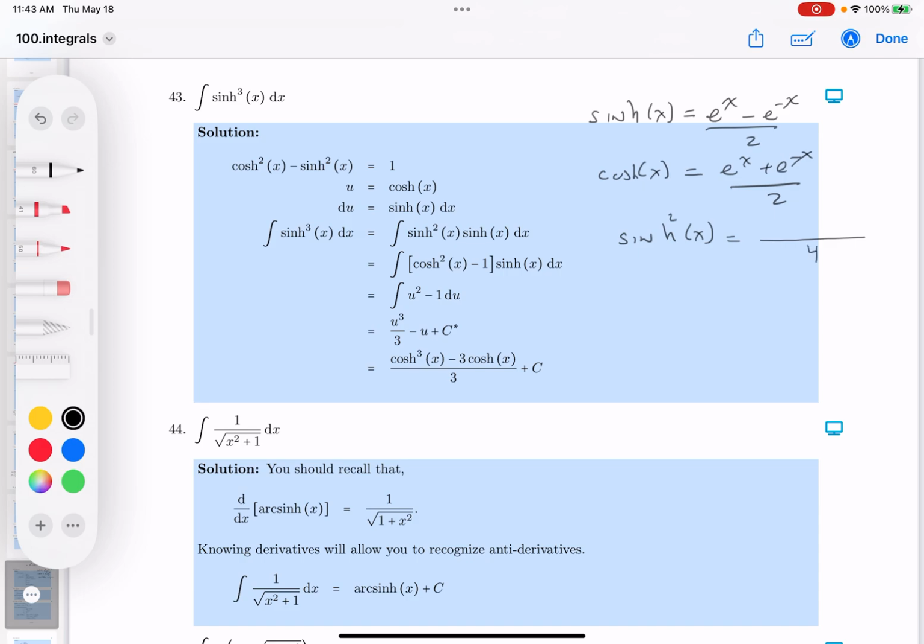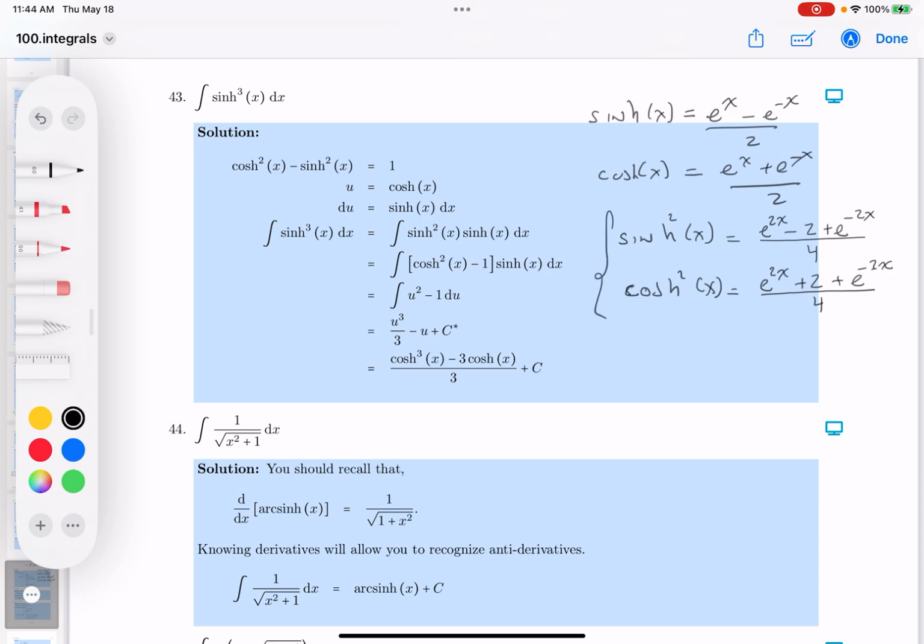For the sine squared, you get the quantity e to the 2x, then minus 2, and then plus e to the minus 2x, all over 4. Now I'm going to square the hyperbolic cosine. Then you get 1 over 4 times e to the 2x, plus 2, and plus e to the minus 2x.